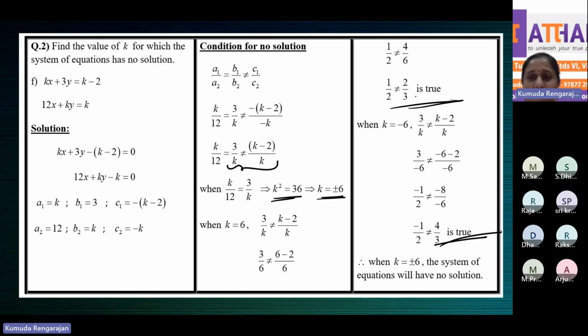Half and 2 by 3, they are not equal. True. Minus 1 by 2 and 4 by 3, they are not equal. True. So for both the values, when k is plus or minus 6, the system of equations will have no solution.